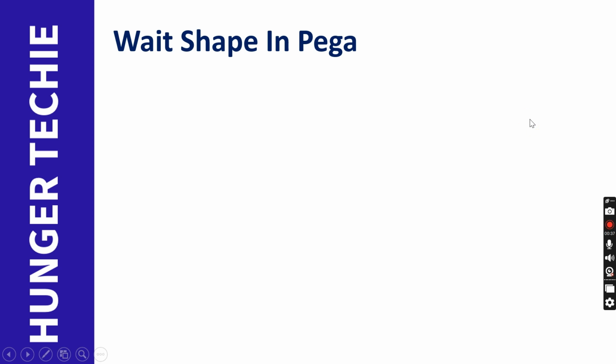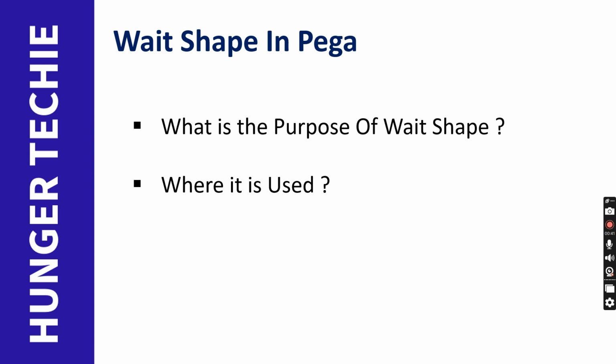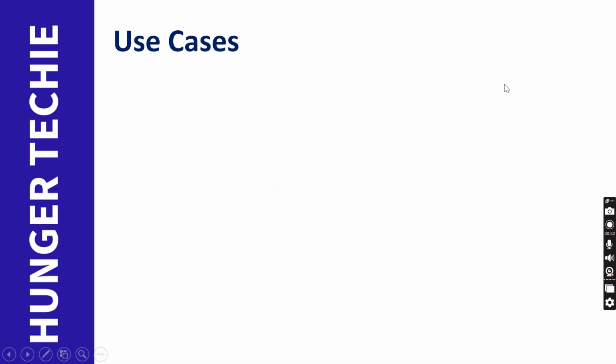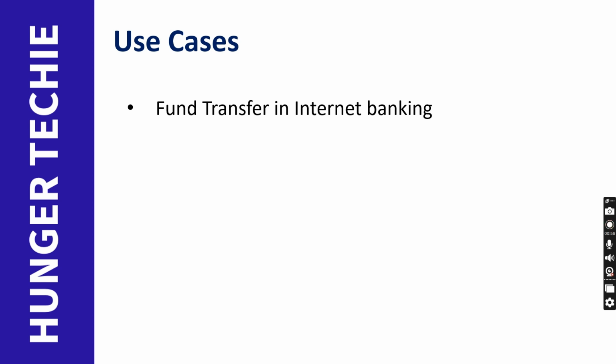Whenever we discuss any topic in Pega, we usually get these two questions, right? What is the purpose of that particular rule and where is it used? Before answering these questions, let's discuss some use cases of these wait shapes. So if we talk about use cases, we know how to transfer funds, right?